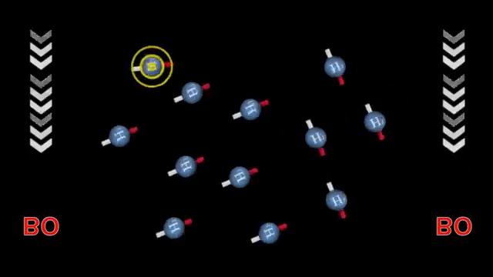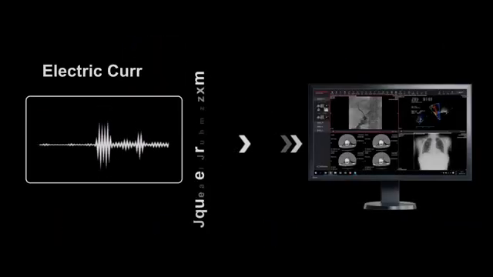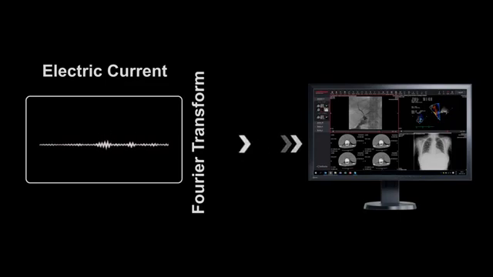Different tissues in the body give off different amounts of energy. To measure this emitted energy, a radio frequency receiver is placed inside the body of the MRI and detects the released energy as an electrical current.